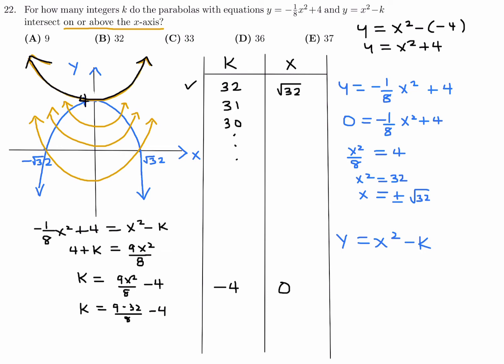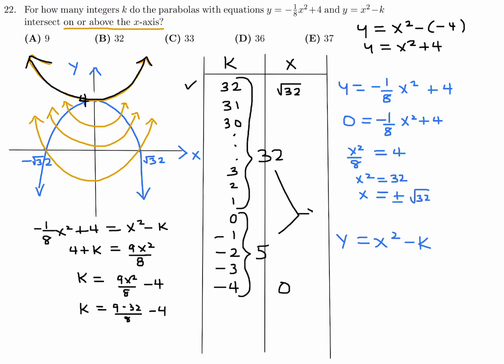And therefore, you're going to have integer values all the way from k equals 32 down to k equals minus 4. So minus 3, minus 2, minus 1, 0, and then 1, 2, 3, all the way up until 32. So 1, 2, 3, all up until 32 obviously is 32. And then these guys, there's 5 of those. So we have to add 32 and 5, and that's 37. So there are 37 integer values for k which allow these two equations to intersect either on or above the x-axis. So the answer, number 22, is E.